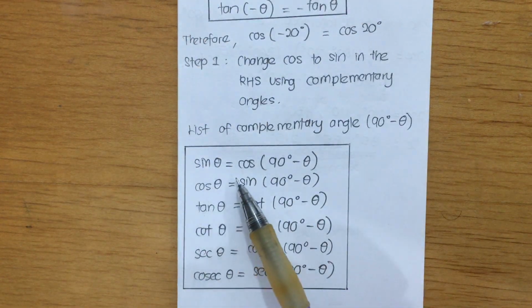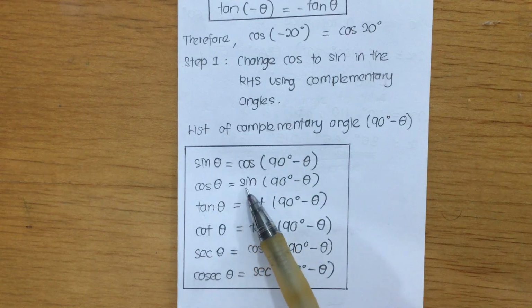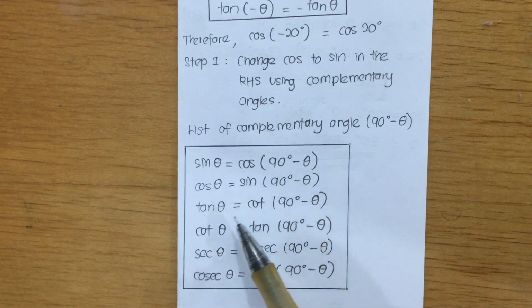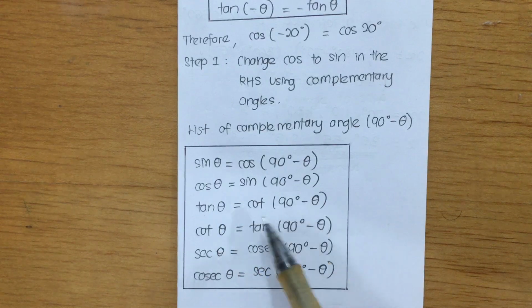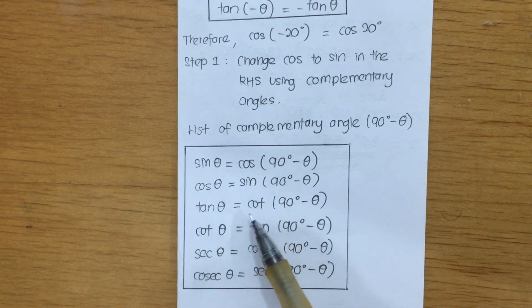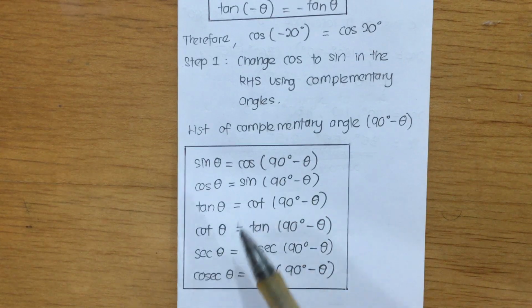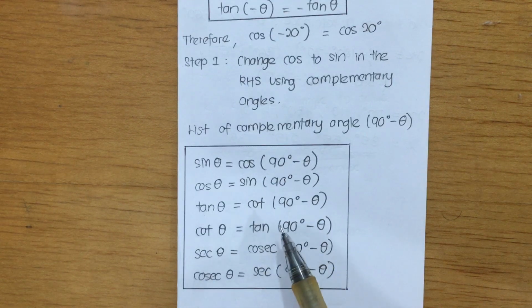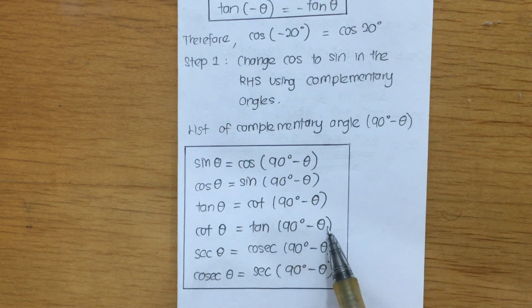Sine theta equals cosine of 90 degrees minus theta. Cosine theta equals sine of 90 degrees minus theta. Tangent theta equals cotangent of 90 degrees minus theta. Okay, for your information, cotangent theta equals 1 over tangent theta, guys. Okay, I'm going to explain the remaining 3 additional trigonometric functions you will learn. Cotangent theta equals tangent of 90 degrees minus theta.